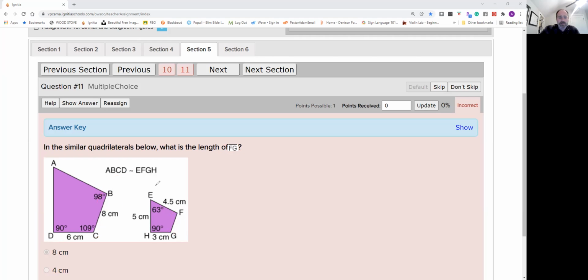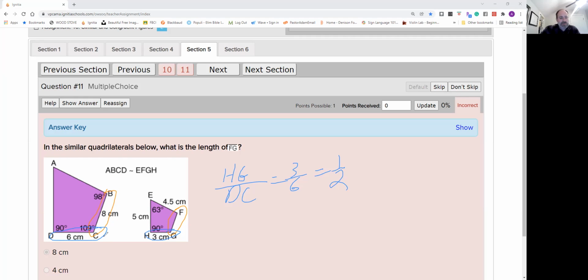Let's try this again. Let me distinguish this. We're looking for FG, and we know that it is matched with the other side, BC. If I switch up my colors now, again, I already know that DC and HG are similar. We already went through this before, right? We went HG over DC, which is 3 over 6, which is 1 over 2. I know this is the same thing we did before, but I'm just reminding you: you have to find the matching side.